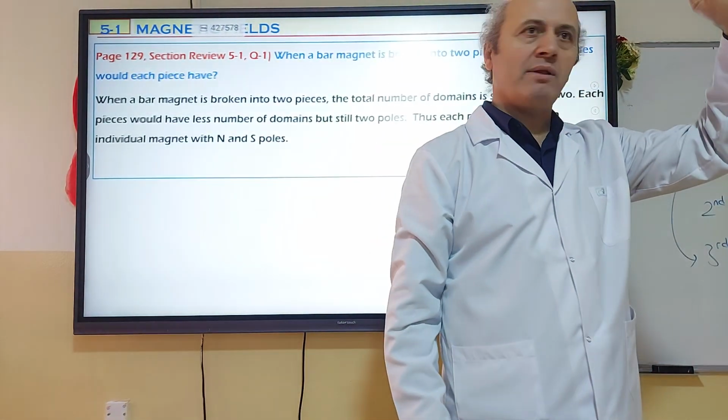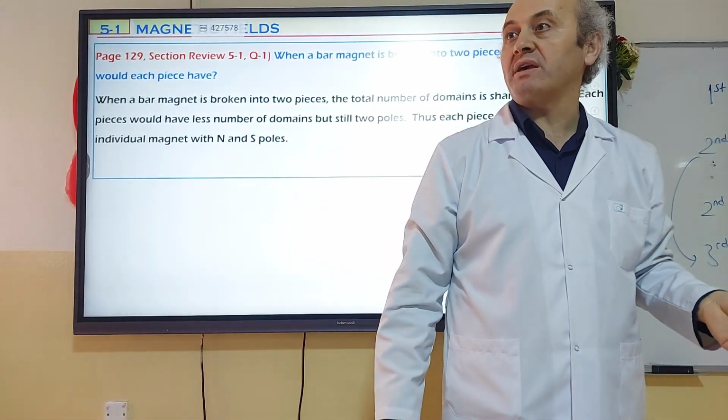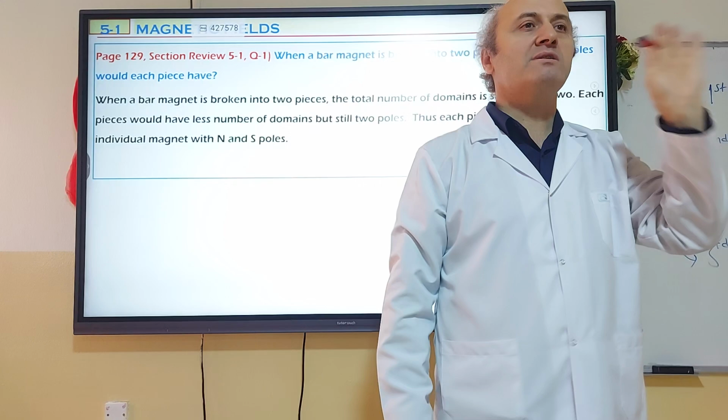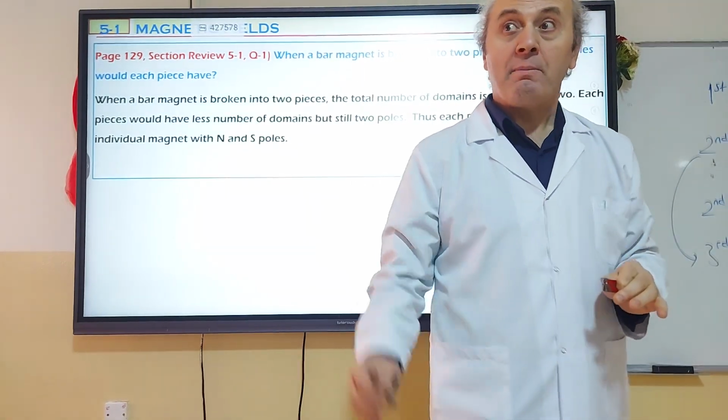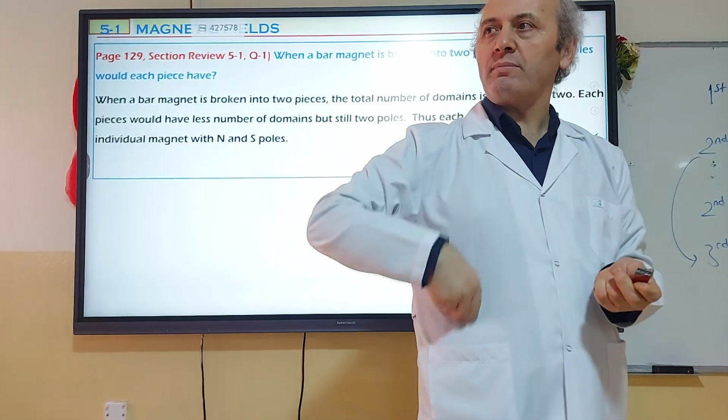Still there are domains with N pole and S pole. That's why it will have again two poles. It doesn't matter how many times you break a magnet, always this magnet will have N pole. But what happens is this: when you break a magnet, you are decreasing the number of domains.